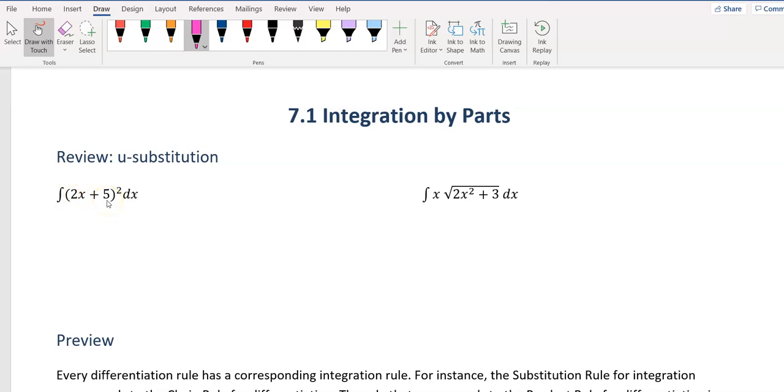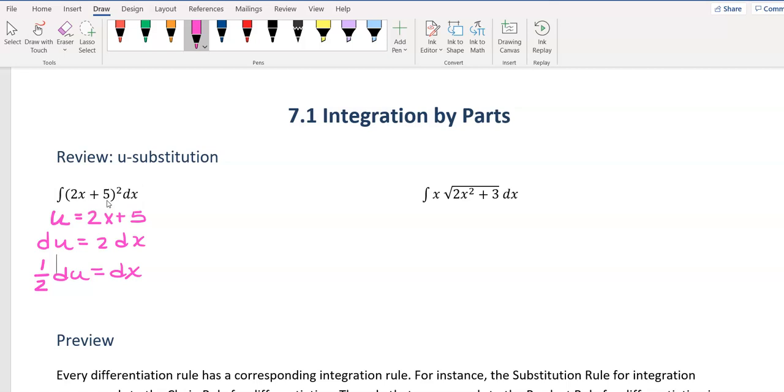So we need to assign our U value. U is going to equal the inside function, which is 2x plus 5. We take the derivative of that to determine what du is, which would be 2 dx. Once we look at that, we don't have a 2 dx in our original integral, so we need to divide by 2 on both sides to solve for dx. So that would be 1/2 du is equal to dx.